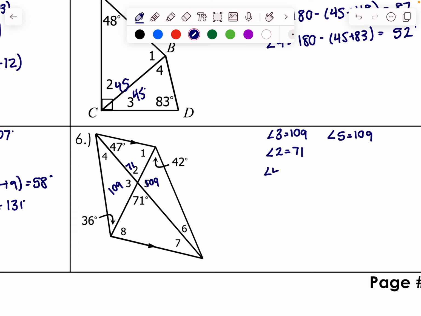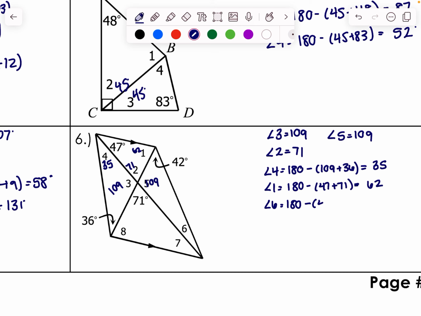Okay, then I can use the fact that I have triangles to help me solve. So if I start with angle 4, I do 180 minus 109 plus 36, and that's going to get me 35. So angle 4 is 35. To get angle 1, 180 minus 47 and 71, and I get 62. All right, angle 6, 180 minus 42 plus 109, and I get 29.